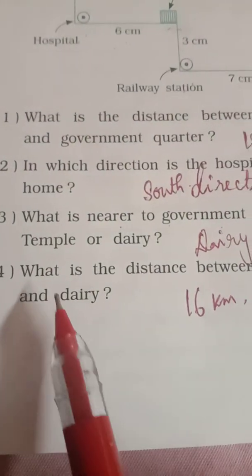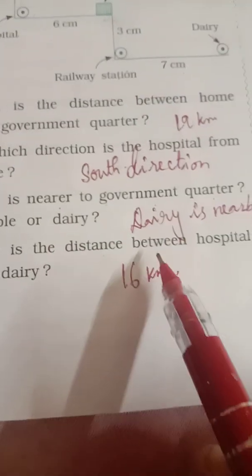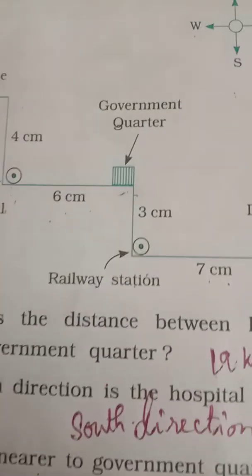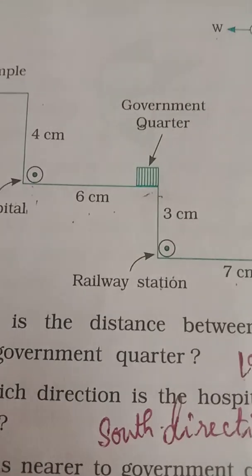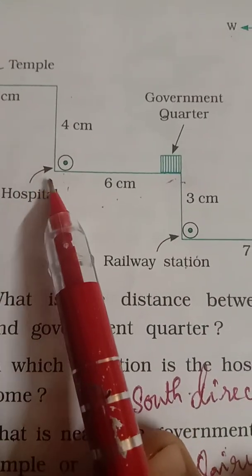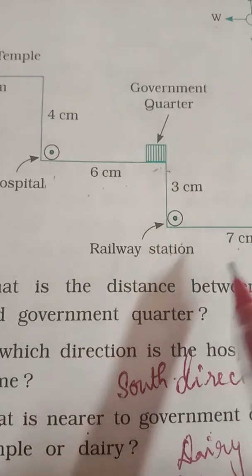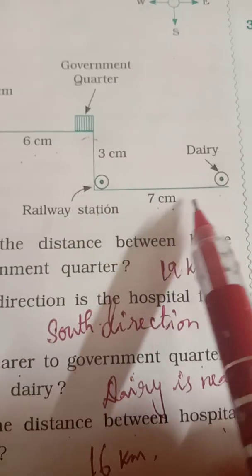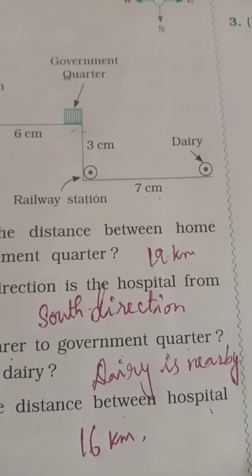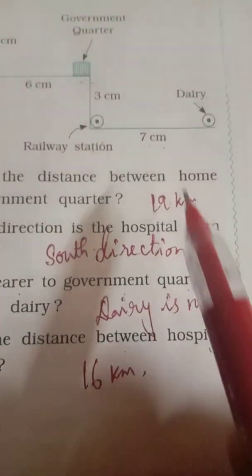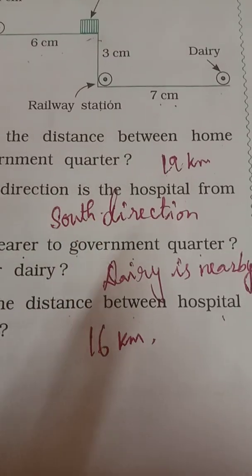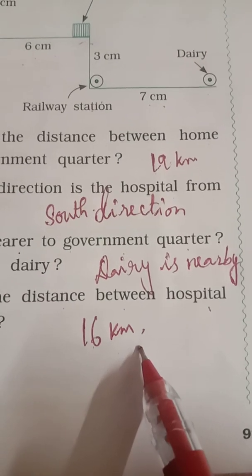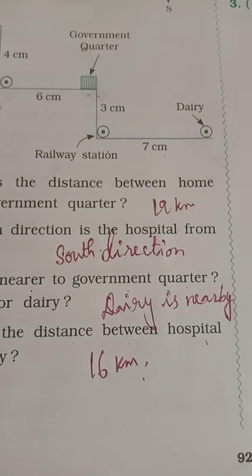Next question. What is the distance between hospital and dairy? See, this is hospital. 6 plus 3, 9, 9 plus 7, 16. 16 centimeter means the distance is 16 kilometer. Move forward.